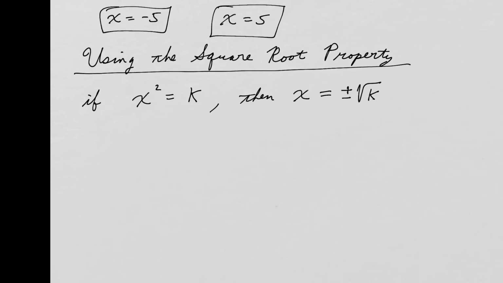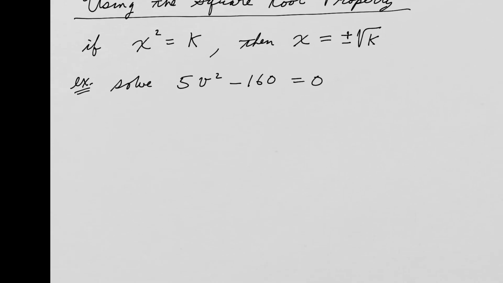Okay, so for example, let's say I want to solve 5v squared minus 160 equals 0. And I'll use this square root property. So in order to do this, I need to isolate the variable, which is the v squared in this case. So what I would do, let me just write it one more time.